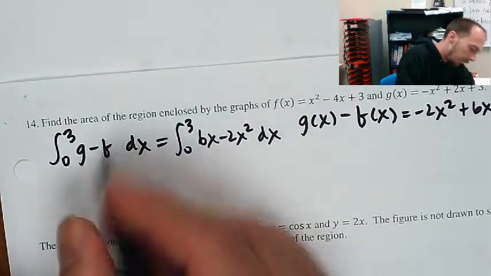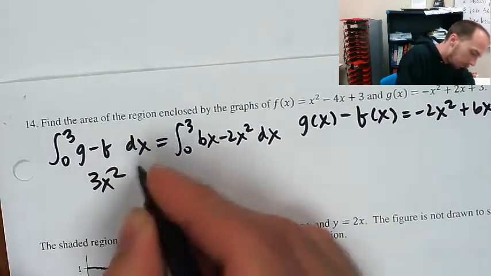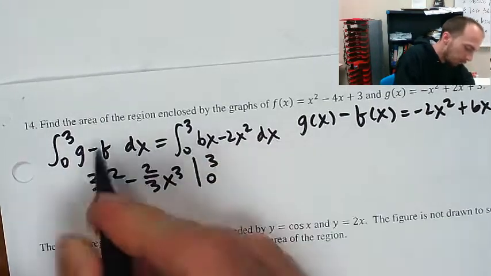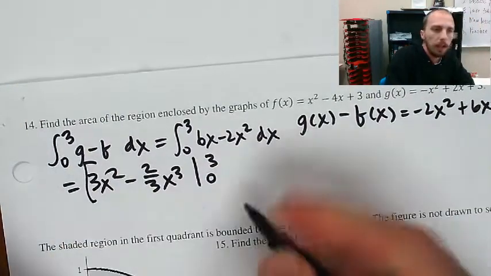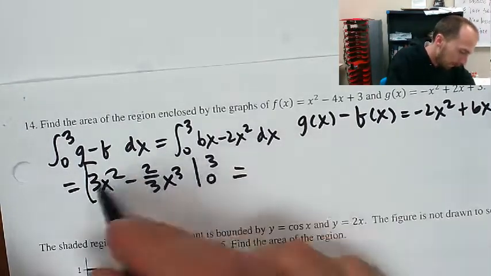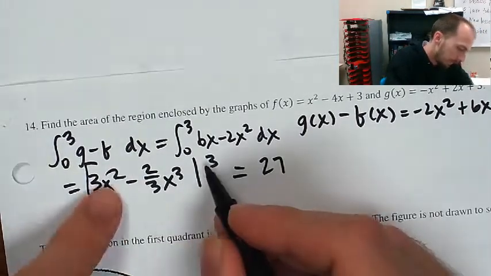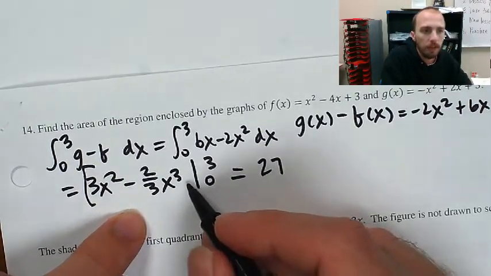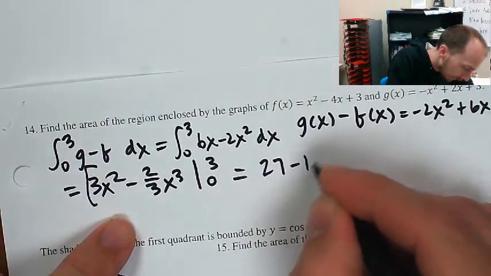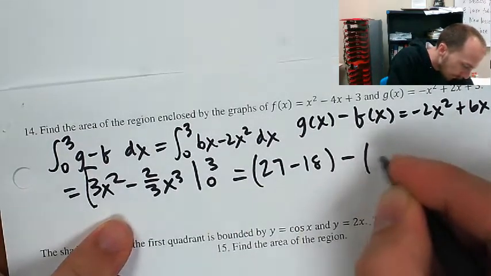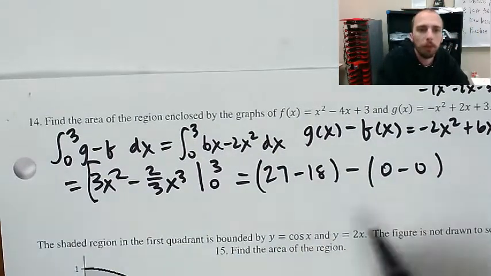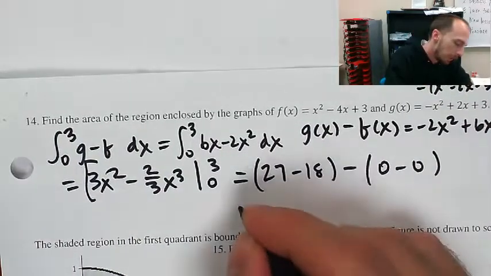dx. Now I'm going to find an antiderivative. That will be 3x squared minus 2/3 x to the third as x runs from 0 to 3. And 3x squared will be 27 minus 2/3 of x to the third. X to the third was 27, 2/3 of that's 18. And when I plug in 0, I'm going to get 0 on both of those terms, so I'll just have 27 minus 18. That's going to be 9 units of area.